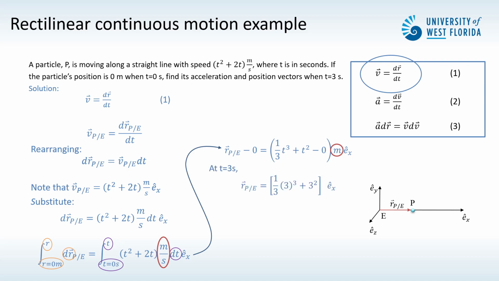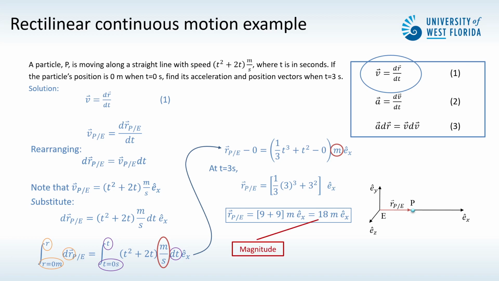Next, we can plug in the time of 3 seconds, and we find that the position of particle p with respect to e is 18 meters in the ex direction. Note once again that this vector has magnitude, direction as indicated by the unit vector ex, and units.